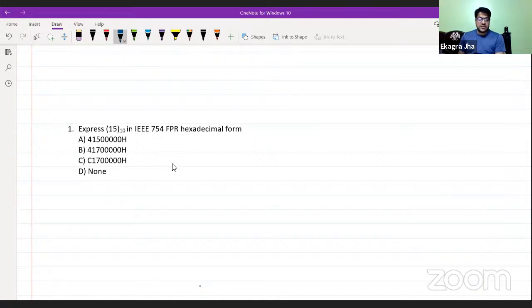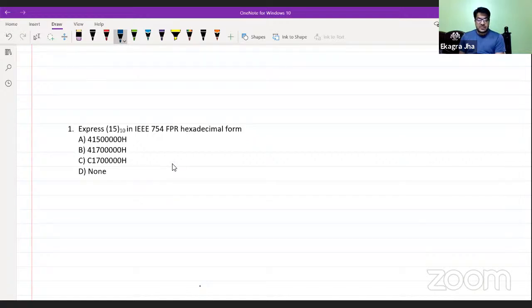This particular topic is from fixed point or floating point representation, which is data representation. I'm taking this simple topic as a start so that you may have an understanding of the question. This actually comes under digital electronics, but I'm covering it here. So how do you actually convert this 15 into floating point representation?